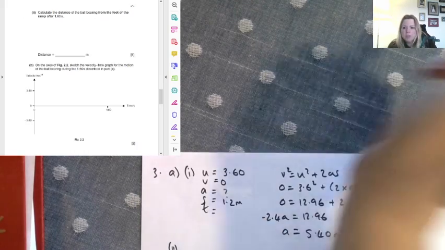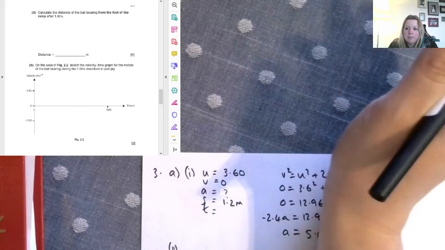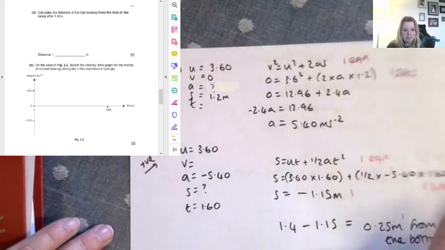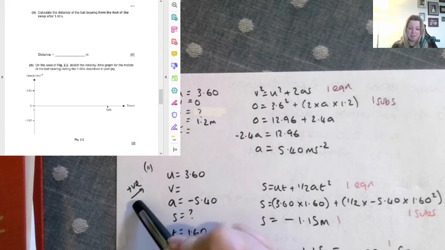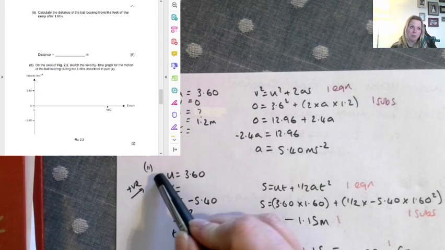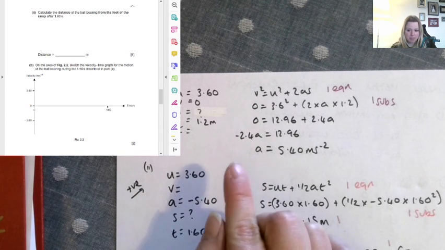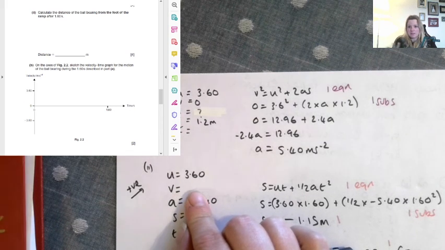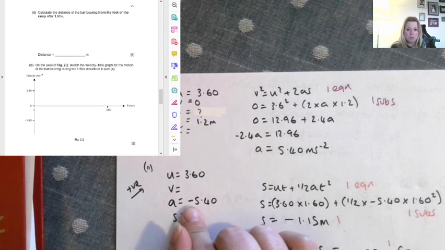The next part, part 2, is to calculate the distance of the ball bearing from the foot of the ramp after 1.6 seconds. So here's my working for it. We'll get my u, v, a, s, t list in there. I've marked on here that I'm taking going up the ramp as being positive. So u is 3.6 up the way. V, we cannot have a 0 anymore, because the velocity isn't 0 at 1.6 seconds. Well, we don't know if it is or not, but we have to assume it's not. Acceleration, we do now know.